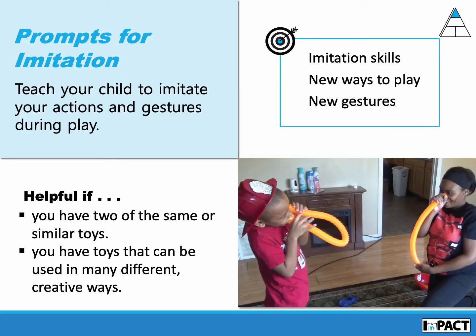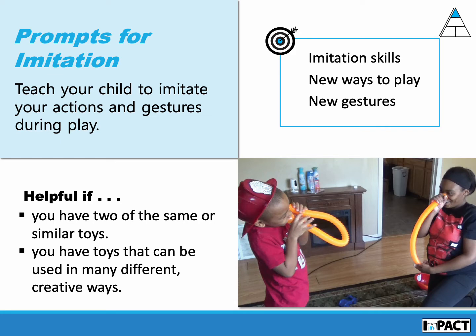child. Children use imitation to learn new skills such as how to play with a new toy, perform a new task, use new words, and communicate their interests to others. Children with social communication challenges often have difficulty learning new skills by watching others and imitating their behavior. You can use prompts to teach your child to imitate your actions and gestures during play. This strategy can improve your child's imitation skills. It can also help your child connect with you and learn new ways to play and gesture through imitation.